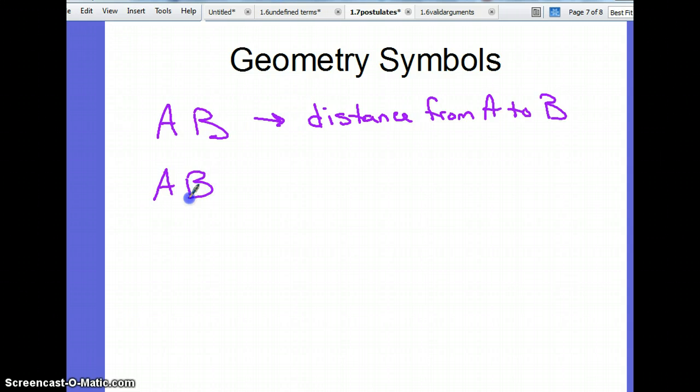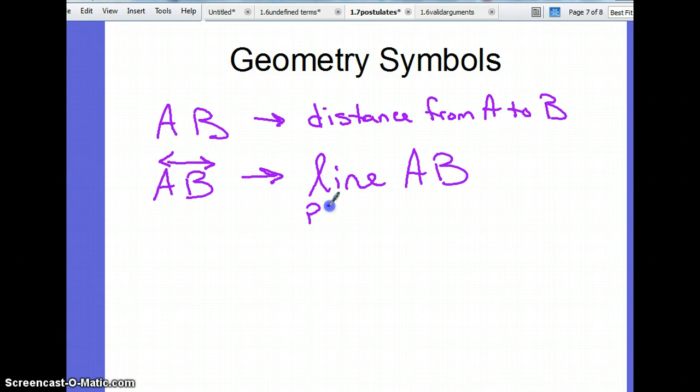If I write it like this, with that symbol above it, what does it mean? You want to take a guess? That's the line AB, the line that passes through point A and point B.